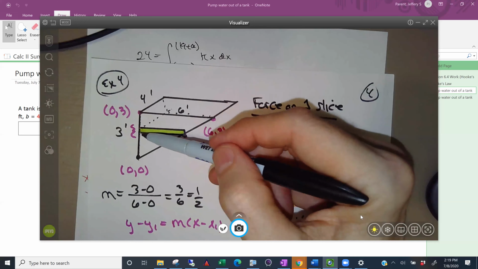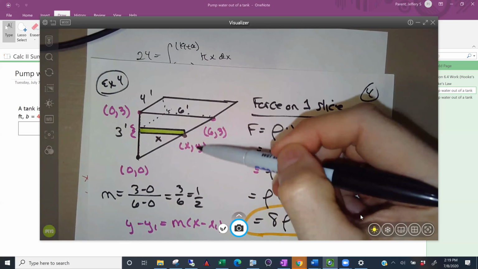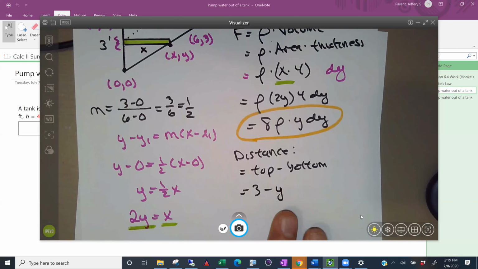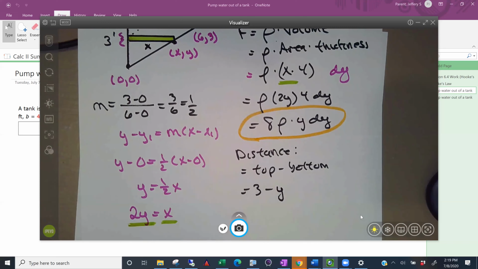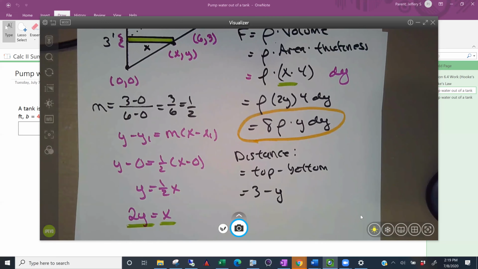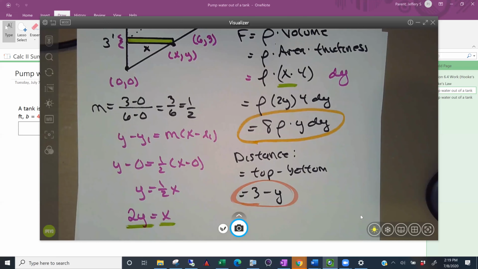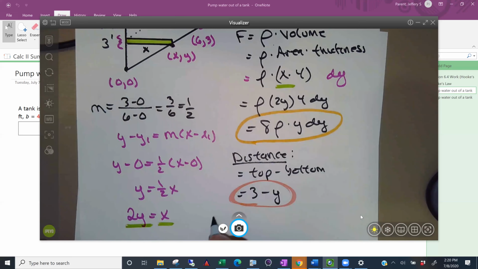And this slice is at a height of y. So 3 minus y is the distance that it moves. So that's another little milestone in this problem. We can put those things together now. I've got the force, I've got the distance. I can calculate the work to move one slice.